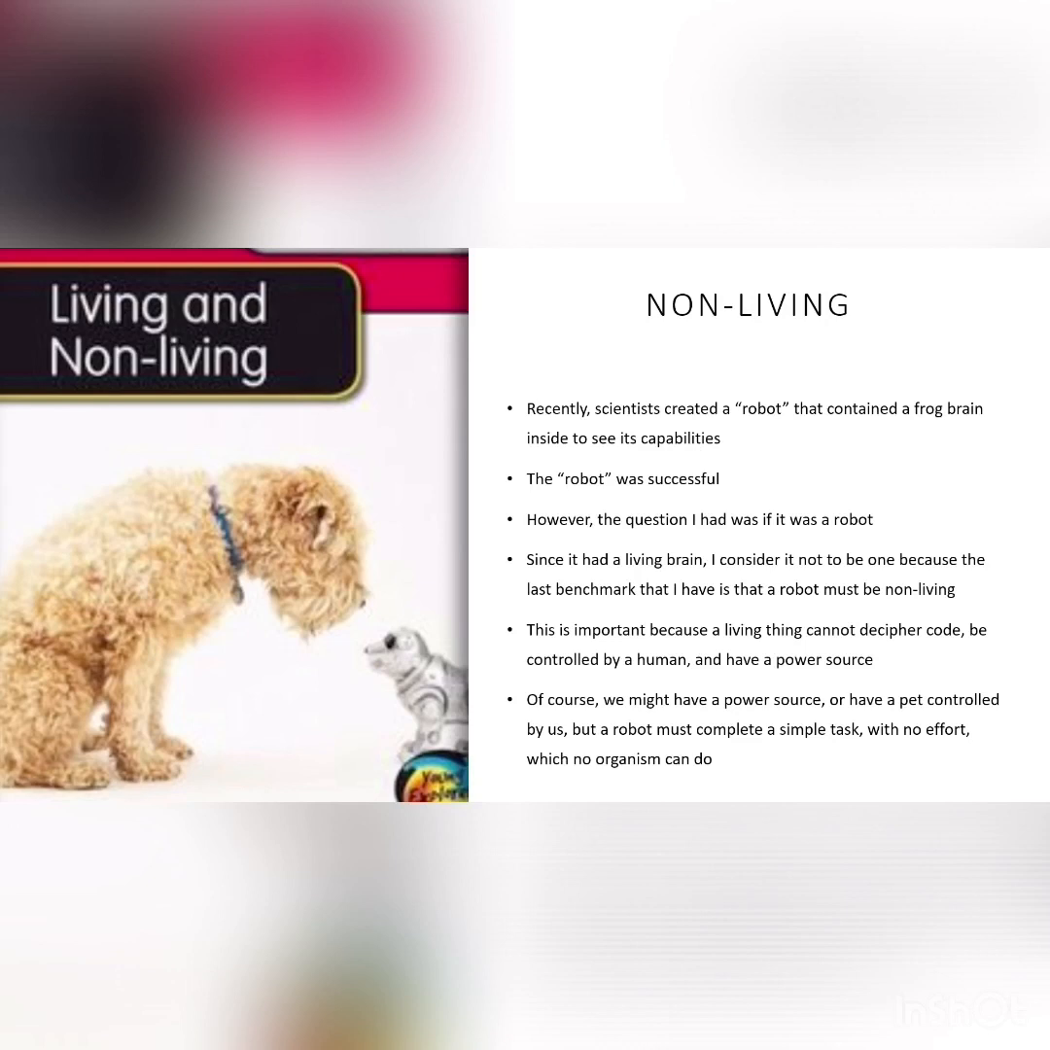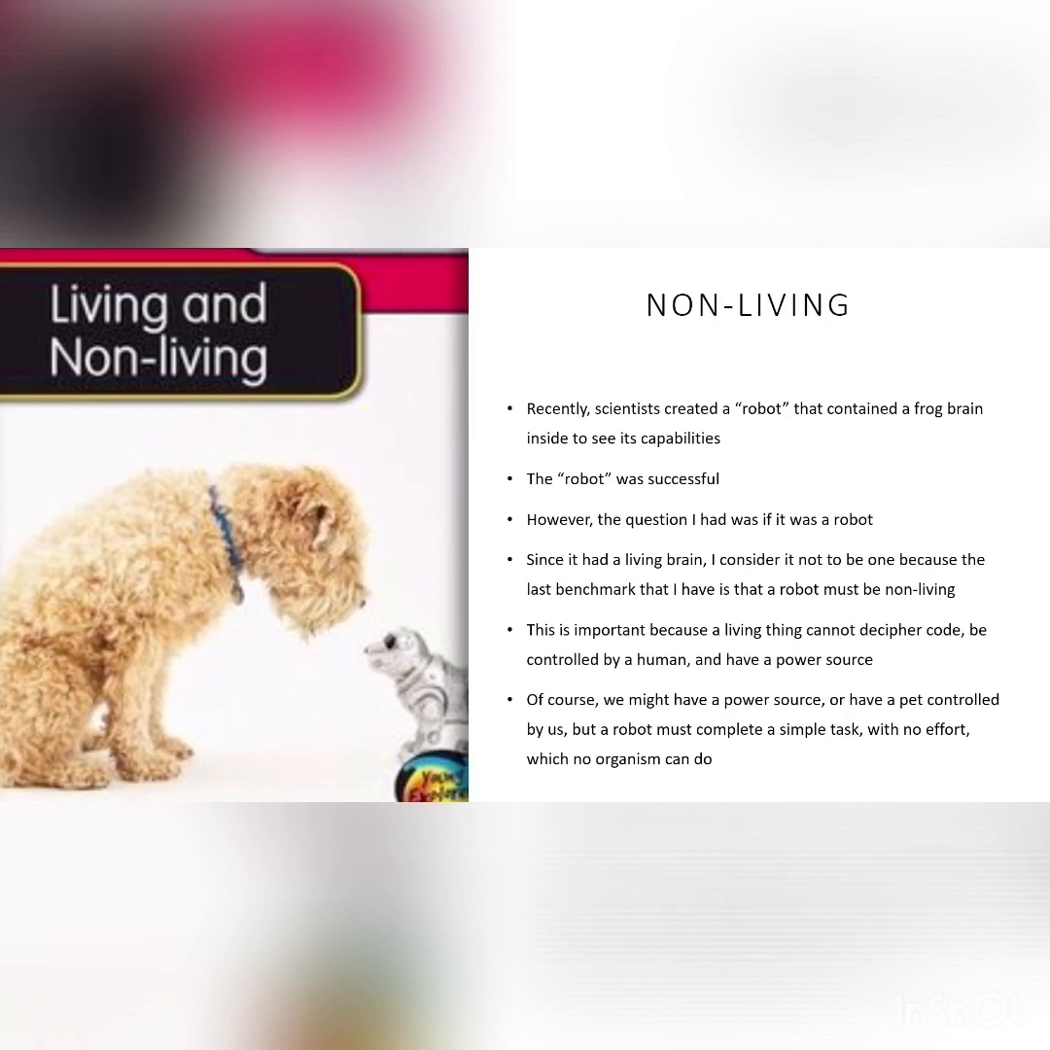Non-living. Well, this is more of an overall excluding of living things. So basically, recently, scientists created a robot that contained a frog brain inside to see its capabilities. The robot, quote unquote, was successful. However, the question I had was whether it was actually a robot. Since it had a living brain, I consider it not to be one, because the last benchmark that I have is that a robot must be non-living.